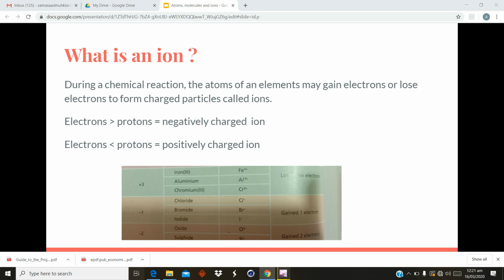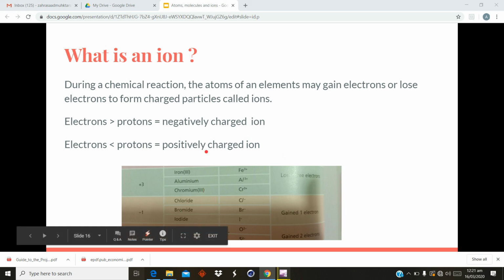Remember, I told you that an atom has to be electrically neutral, but sometimes in a chemical reaction, an atom may lose or gain electrons. Once it loses electrons, that means it is losing negative charge. So the positive charge takes control, and the ion becomes positively charged. Whereas when something gains electrons, there's more negative charge compared to positive charge, so the ion becomes negatively charged.